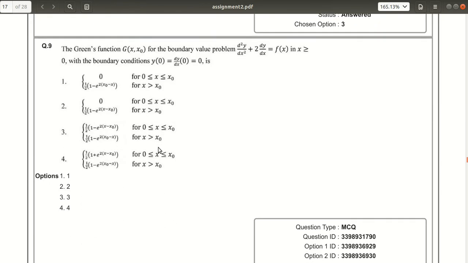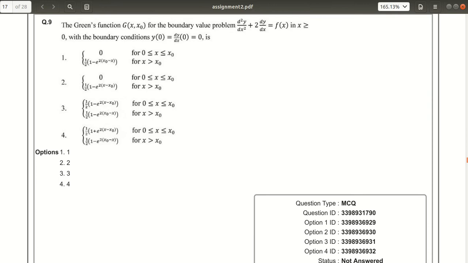So the gain function problem. The gain function g(x, x naught) for the boundary value problem d2y/dx2 plus 2 dy/dx is equal to f(x), for x greater than or equal to 0, with boundary conditions y(0) equal to 0 and dy(0)/dx equal to 0. So what will be the solution?